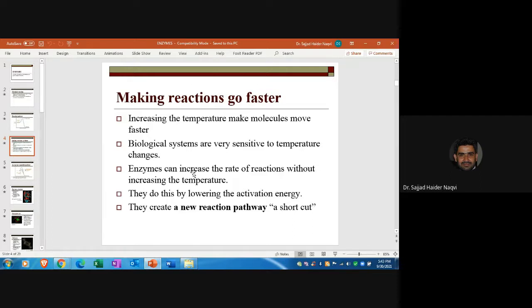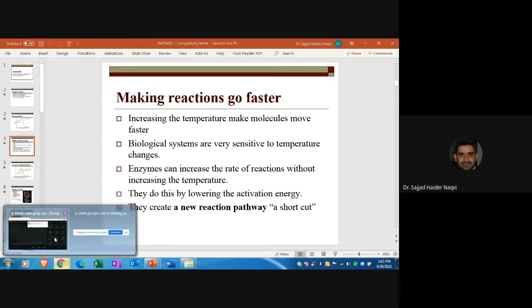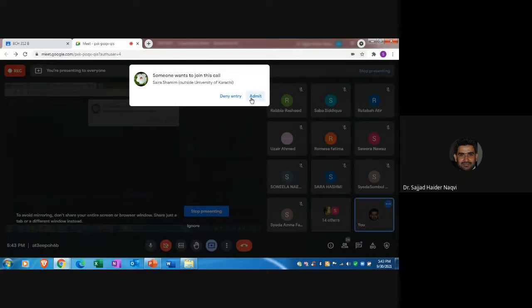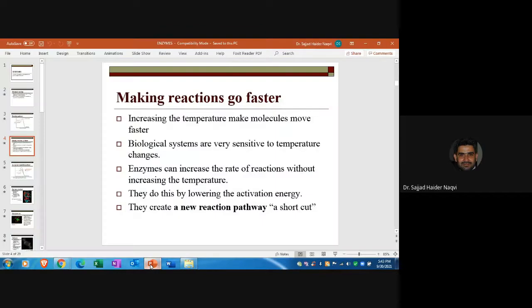Now, there could be other factors, other changes that you can make in order to increase or enhance the reaction speed. So, one thing is increasing the temperature. If you can increase the temperature, what does it result in? It results in the increase of the kinetic energy of the molecules.